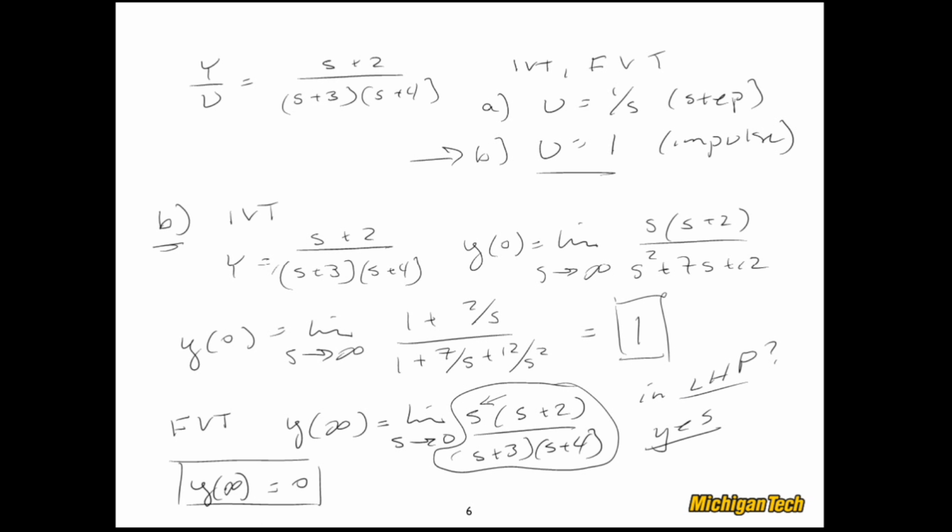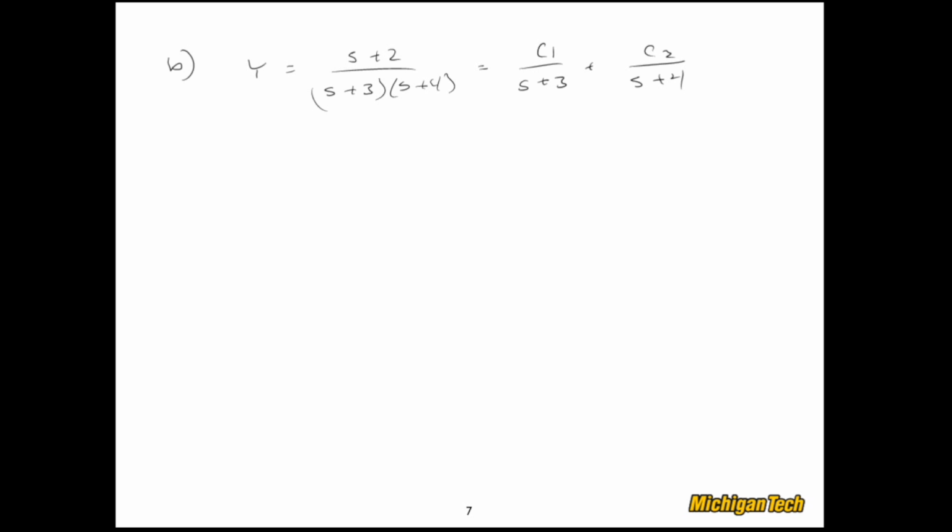Now we can determine that pretty easily for this system, so I'm still working on b. What I'm going to do is check the result we just came up with. My y of s was equal to s plus 2 over s plus 3 and s plus 4. This is when we let u equal an impulse, which is 1. If I do a partial fraction expansion on this, I will get this.